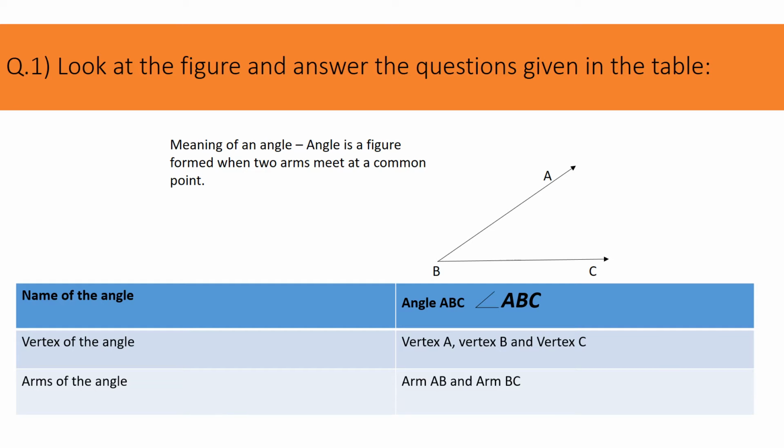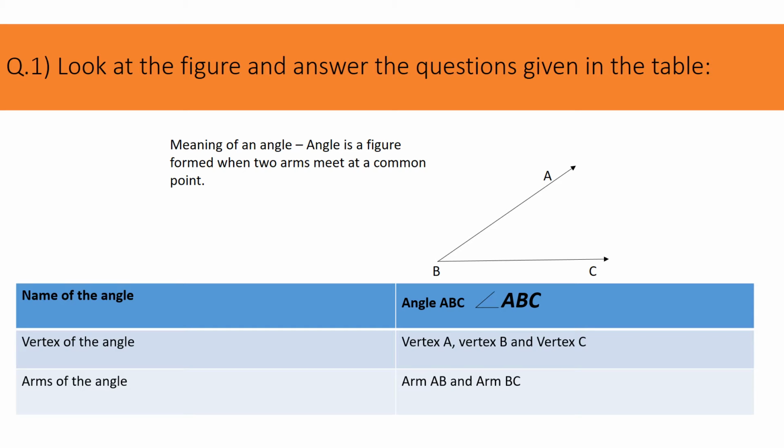Meaning of an angle: angle is a figure formed when two arms meet at a common point. So an angle is a geometrical figure, ये एक figure होता है which is formed when two arms matlab when two rays, right, when they meet at a common point. So if you will see in this figure, what are the two arms? The two arms are AB and BC. Arms are nothing but sides. So यहाँ पे दो arms कौन से दिख रहे हैं? कोई भी angle के दो arms होते हैं. तो इसके दो arms क्या है? एक है AB और एक है BC, right?